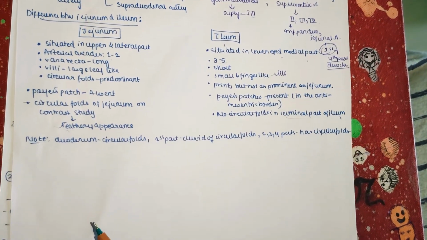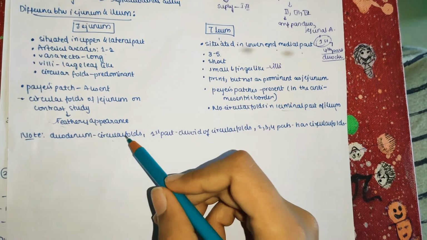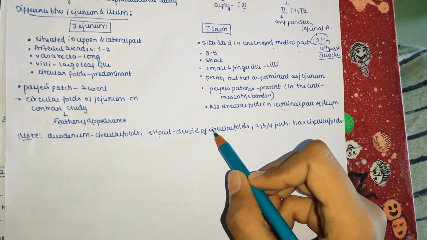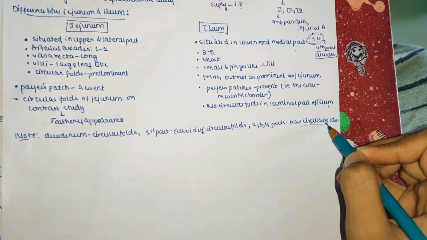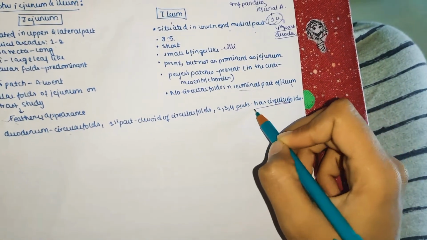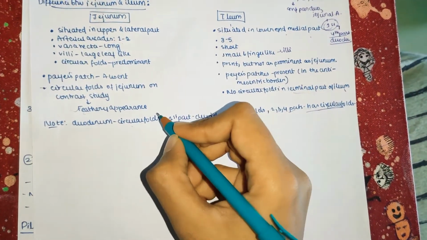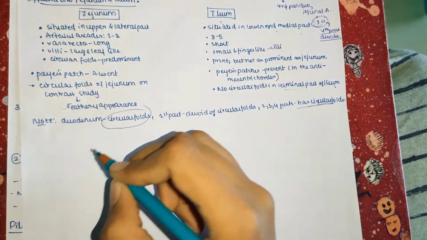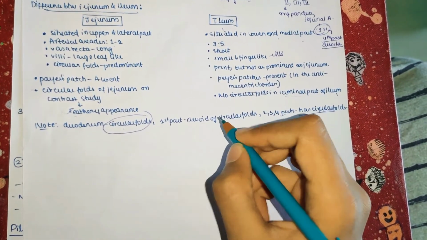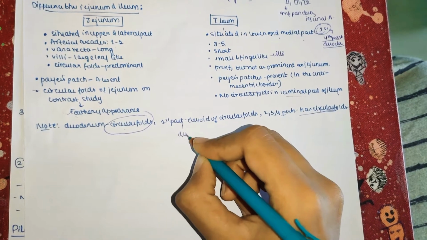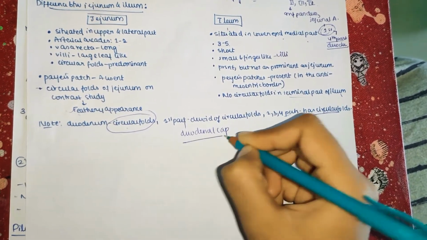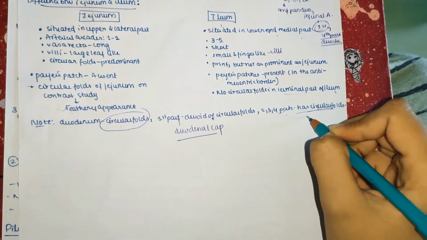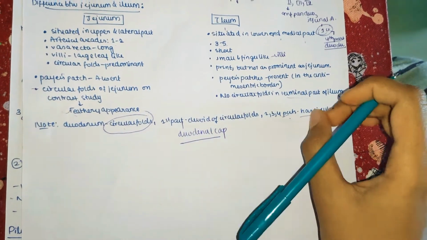Note that in the duodenum, the first part is devoid of circular folds. The second, third, and fourth parts have circular folds. So in the duodenum, only the first part does not have circular folds, so it forms the duodenal cap, right? But the second, third, and fourth parts all have circular folds.